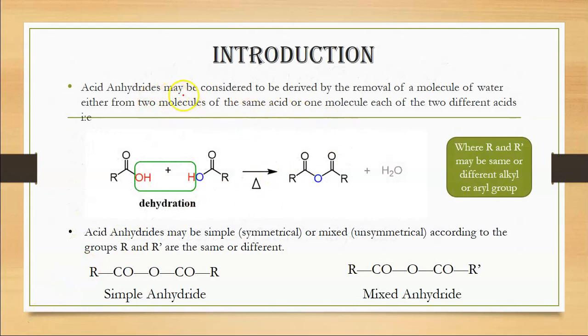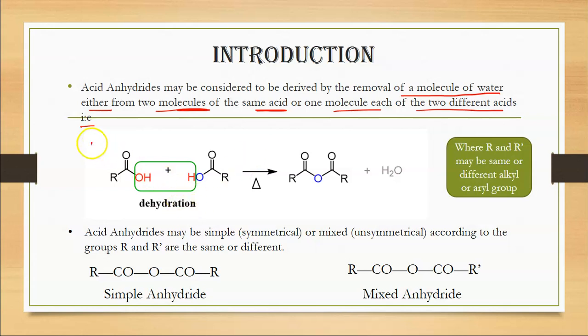Acid anhydrides may be considered to be derived by the removal of a molecule of water either from two molecules of the same acid or one molecule each of two different acids. What I mean to say is how these acid anhydrides are formed: by the removal of a molecule of water.